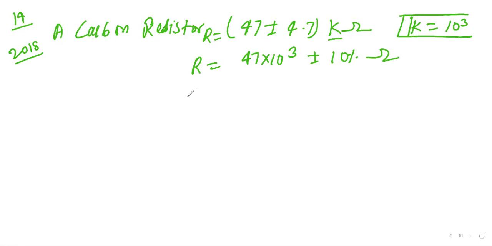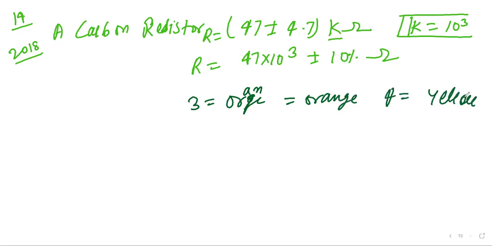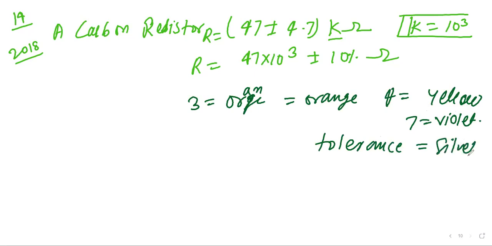Now see. As per the color code, as we know, 3 means orange, and 4 means yellow and 7 means violet. Before this, we have solved a similar color problem. And tolerance is given as 10%, so it comes under silver.